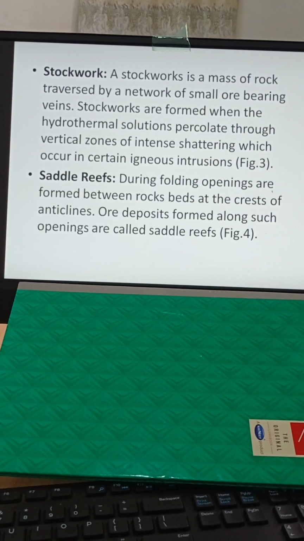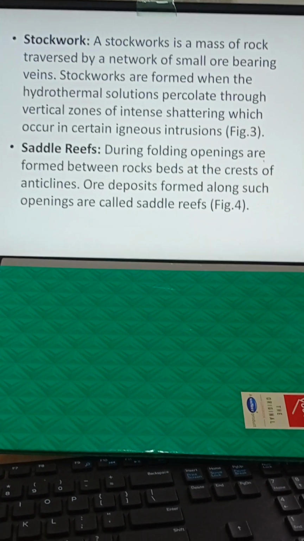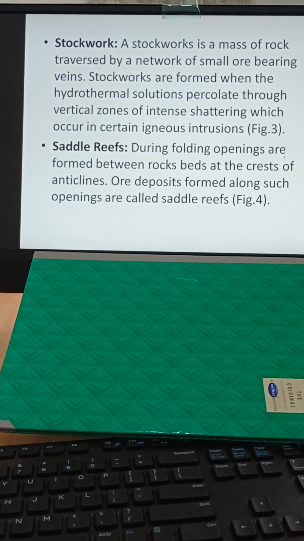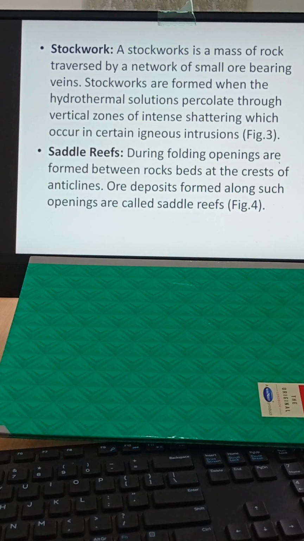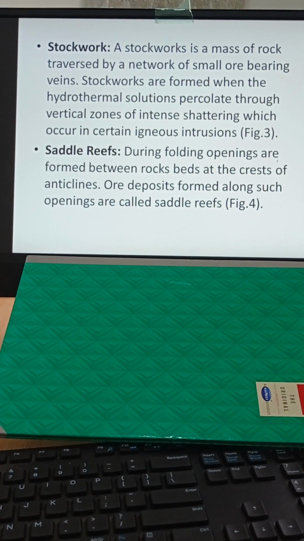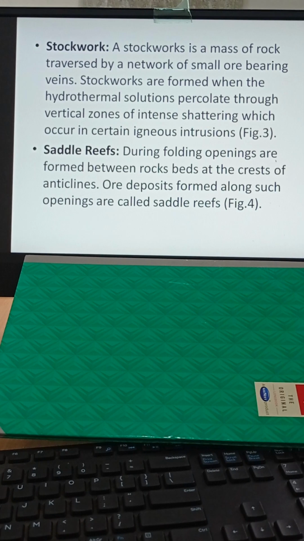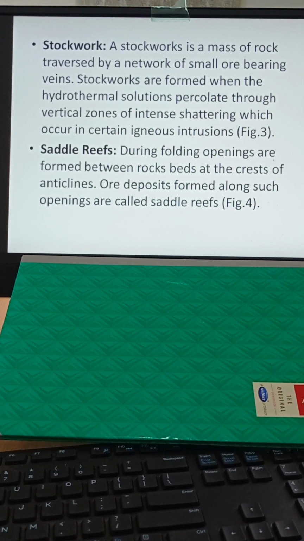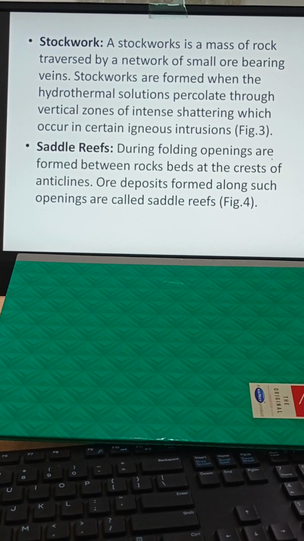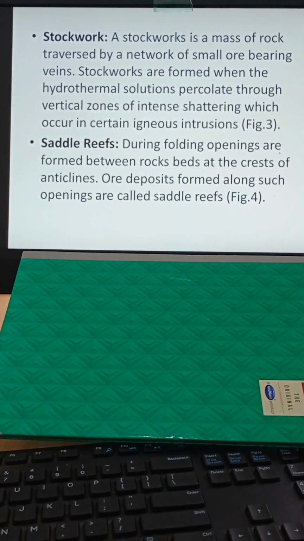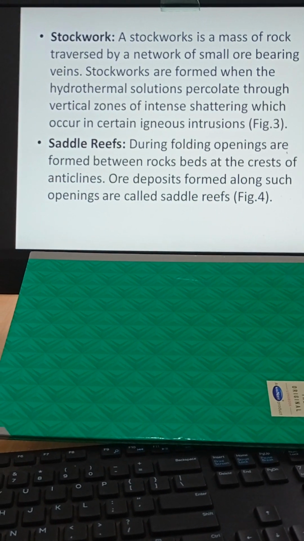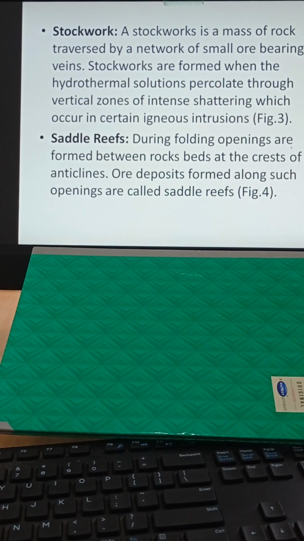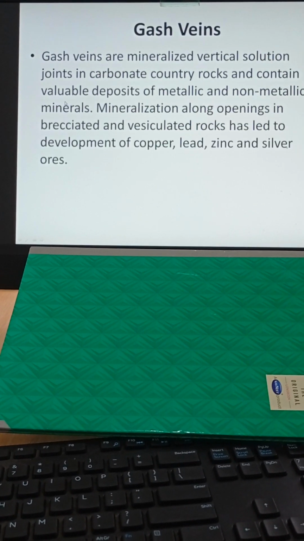Now, what are saddle reefs? During folding, openings are formed between rock beds at the crest of the anticline. Ore deposits formed along such openings are called saddle reefs, as shown in figure 4.